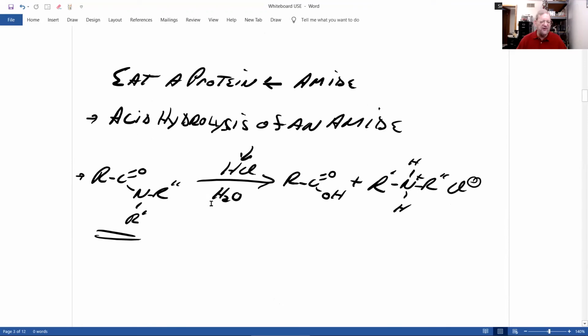And finally, when you eat a protein, what's the functional group in a protein? Amide. And here, what's in your stomach? Acid and water, so it's acid hydrolysis of an amide. And the general reaction is amide plus HCl and water gives a carboxylic acid plus the amine salt of the amine you would have used to make that amide.